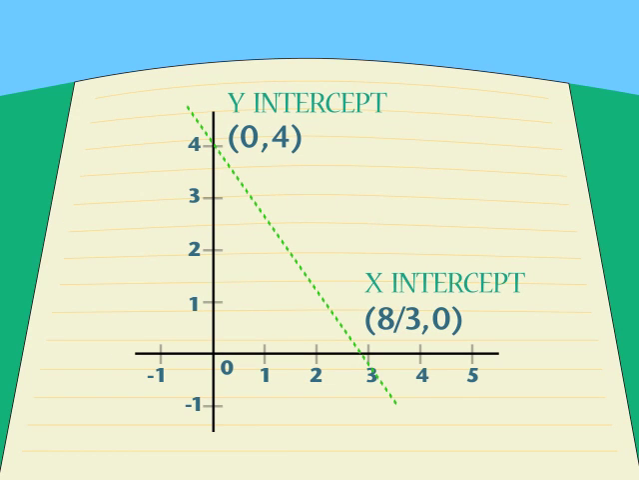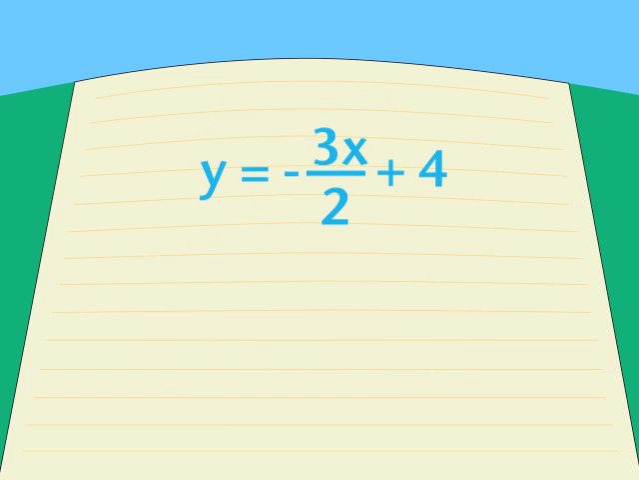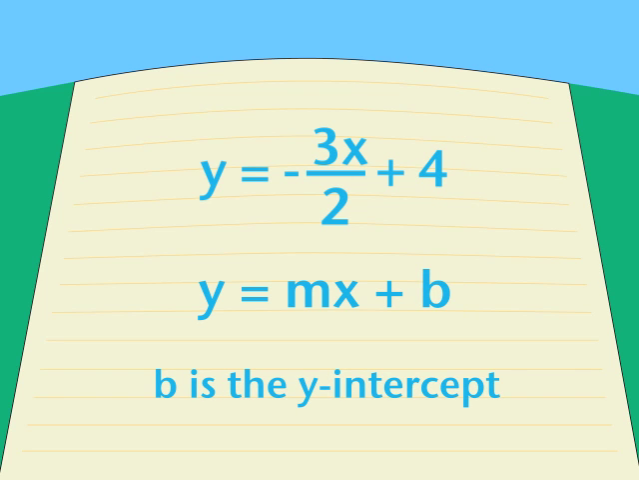And that always happens when we solve for y. Solve a linear equation for y, and the number sitting alone will give you the y-intercept. This is a very useful idea. We can write it as a rule to remember.